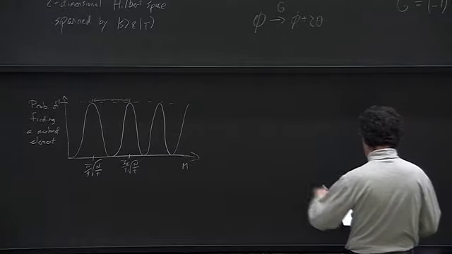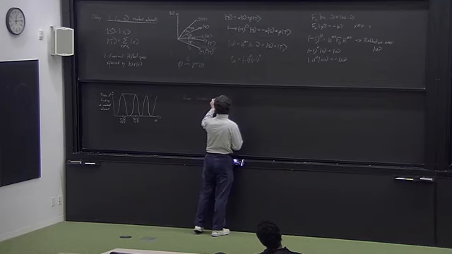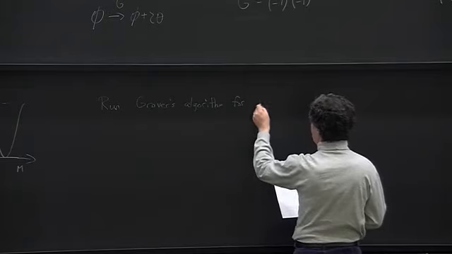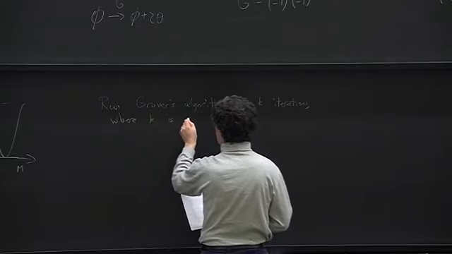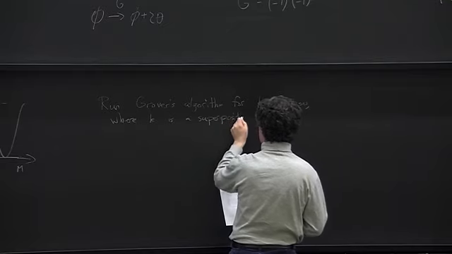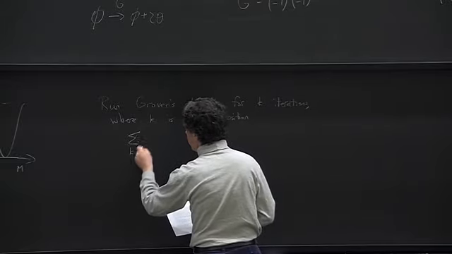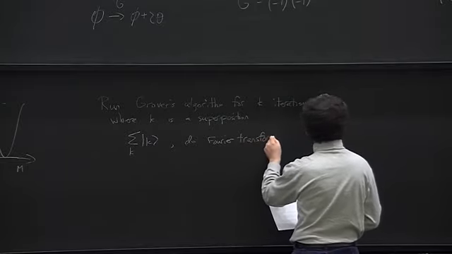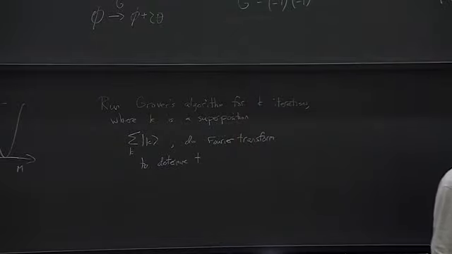We're going to run Grover's algorithm for k iterations, where k is a superposition. So in particular, we're going to do a sum over k, and then we're going to do the Fourier transform to determine t. And then once we've done that, we know roughly the number of elements, and we can just do Grover's algorithm for the appropriate number of iterations to find the answer.